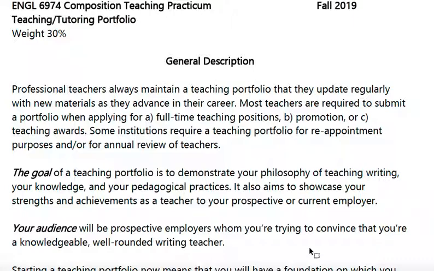The goal here is to demonstrate your philosophy of teaching, writing, your knowledge, and your pedagogical practices. This will be showcased or demonstrated in different pieces in the portfolio. I don't expect, or any portfolio reader doesn't expect, to get all that in one document. So that's why we have multiple documents included in the portfolio.